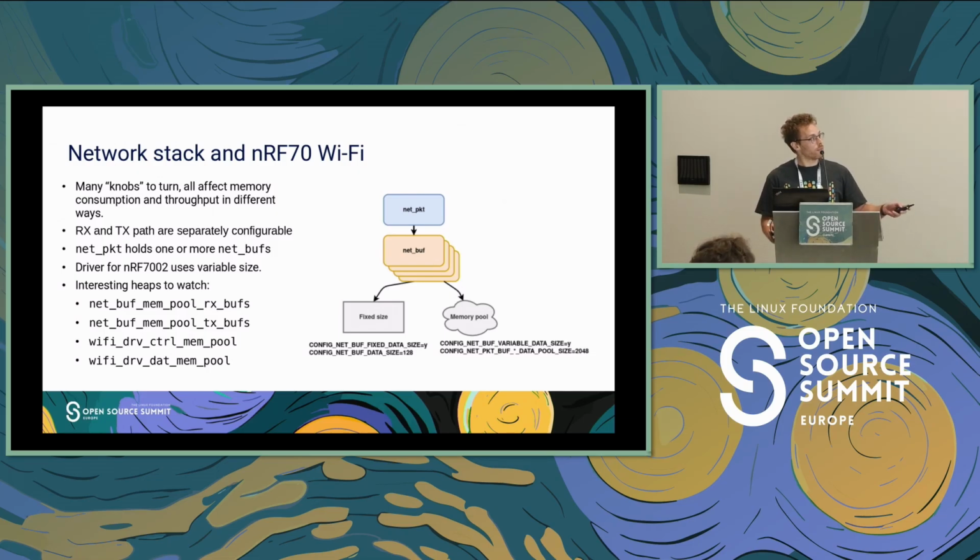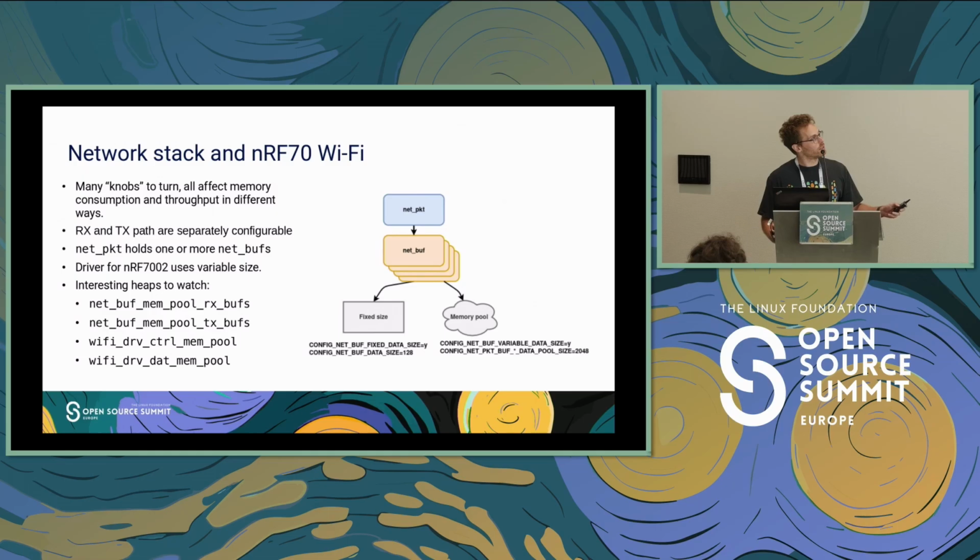Why am I talking about this? This is what nRF70 drivers use by default. This is the more optimized space usage. For example, if the net buf will only use half of the packet, it would not allocate 128 bytes, but only 64. And for that reason, there are a few variables here that you can look into.